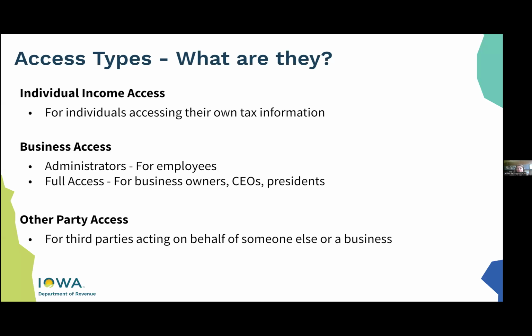The last option that you can see is called other party access. This is designated for third parties such as tax professionals, family members, or other third parties. So it's basically, are you acting on behalf of someone else?